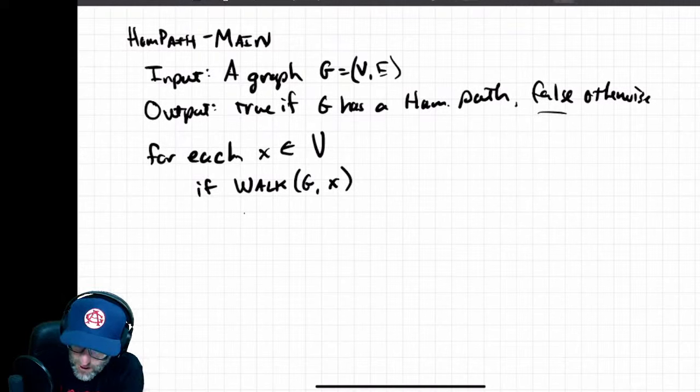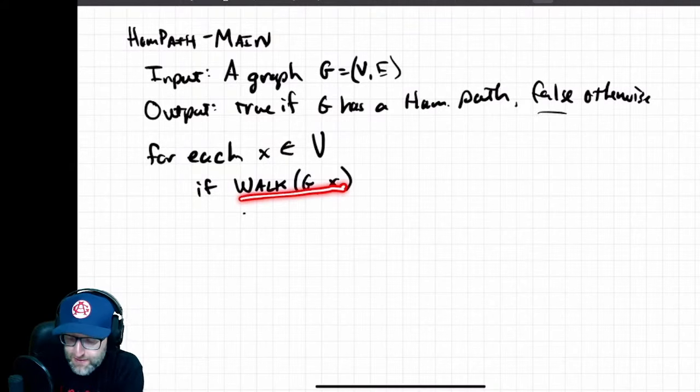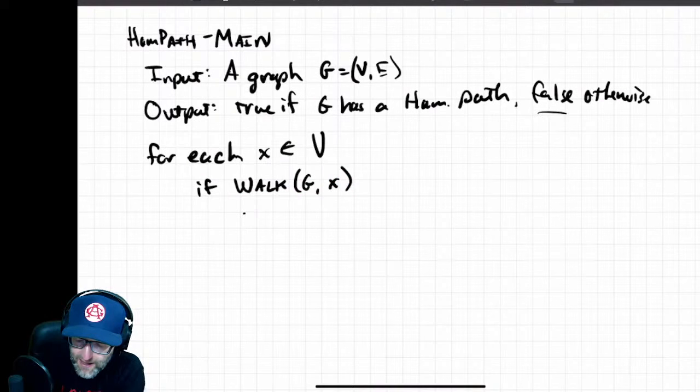So if this walk reports that yes, there is a Hamiltonian path that starts at X, I'm done. I don't need to examine any of these other vertices. All I need to do is output stop and output true.